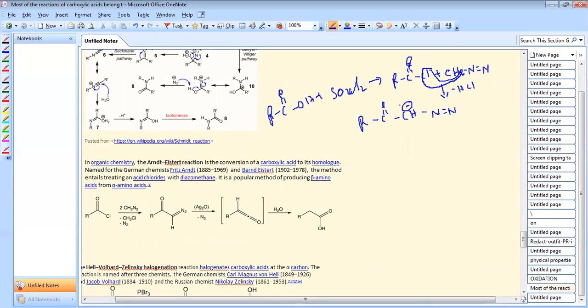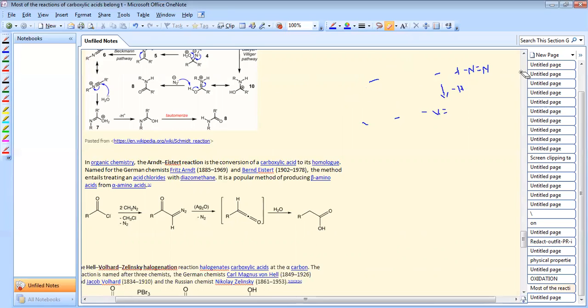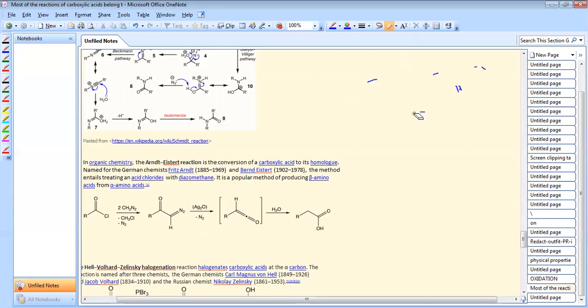It has a negative charge. I will show you how, if you see the structure of diazomethane, you can understand. So the first step is the conversion of carboxylic acid into the corresponding acyl halide. Next, diazomethane. Let's see its structure or resonance: CH2 double bond N, double bond N. This is the positive charge, this is the lone pair of electrons. Sorry, it is negative.